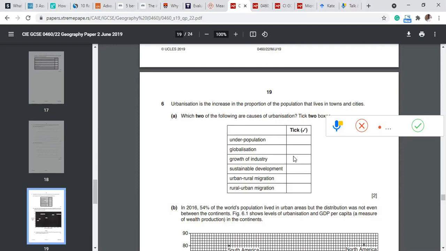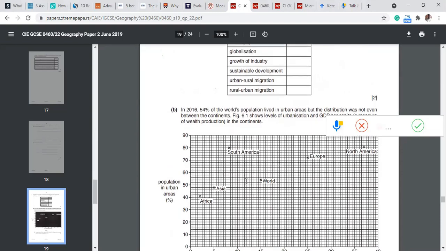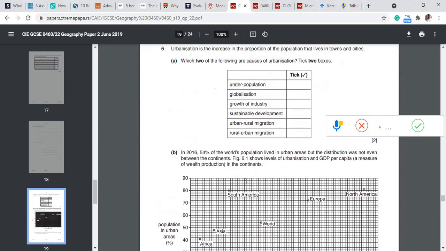So what do you think? So rural urban migration and growth of industries. So this is seen as a cause. Well, I checked it in the scheme. That's why I agree with this answer. But I know that this is one. But this is just urbanization. Rural urban migration is also urbanization. So it's seen as a cause here. A lot of people are coming to the cities. In 2016, 54% of the world population live in urban areas.